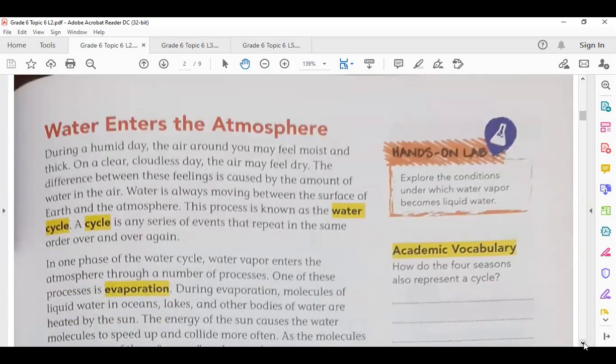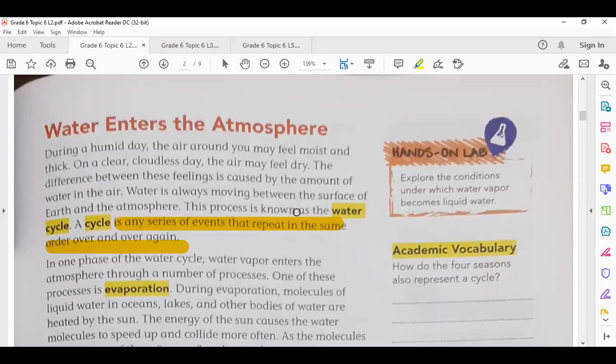This lesson is very important. And I always want to remind you to focus on the concepts. The water cycle is a series of events that repeat. A cycle in general is any series of events that repeat in the same pattern or order over and over again. The plant life cycle, for example, animals' life cycle, and water cycle. It is a series of events: evaporation, condensation, precipitation, and so on.